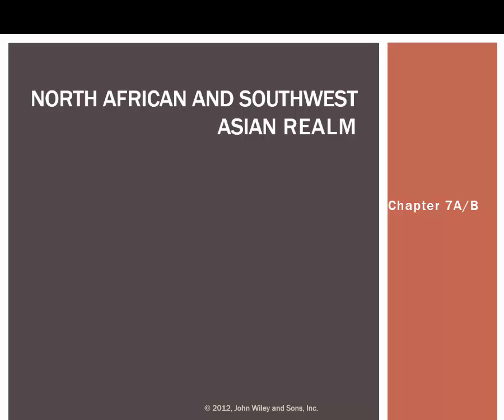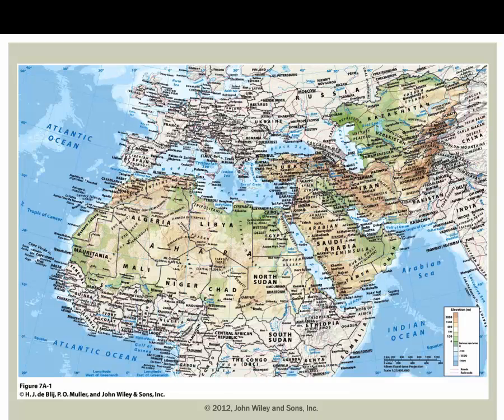We're going to look at the North Africa, Southwest Asia realm. I might refer to this as the NASWA realm just for simplicity. Let's look at the physiographic map.